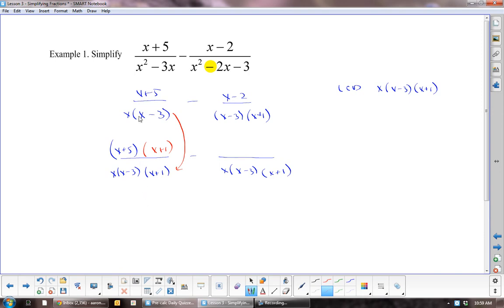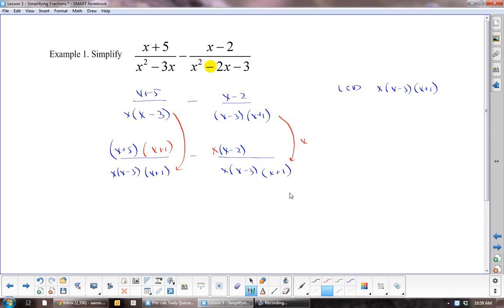The next one is x minus 2. I have x minus 3 on the bottom, so I have to multiply by x to get the common denominator. I'm going to do the same thing here, or you can put it out front, it doesn't matter. And don't forget about that minus sign, because it is going to be the thorn in your side if you don't multiply it in well.